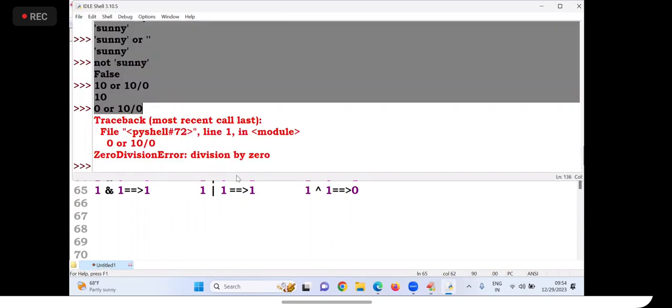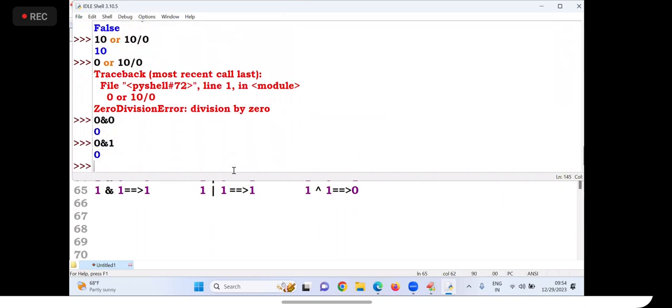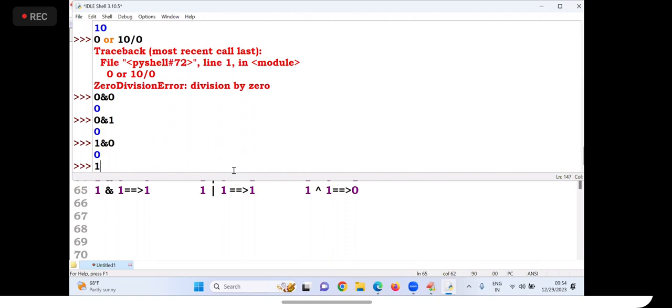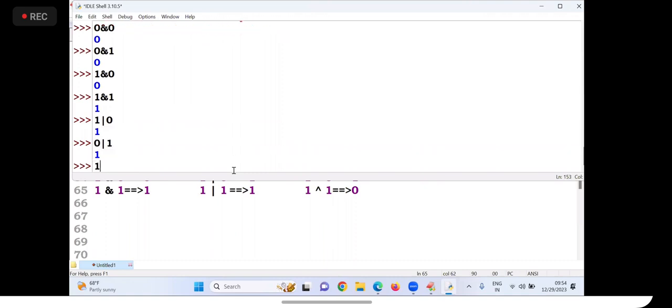Where is the proof? We are going to execute it here. 0 and 0, 0 and 1, 1 and 0, 1 and 1. 1 or 0, 0 or 1, 1 or 1, 0 or 0. Now xor, doubt. Both are same, not same? Same, so 0. If bits are different, then 1. That is this table.